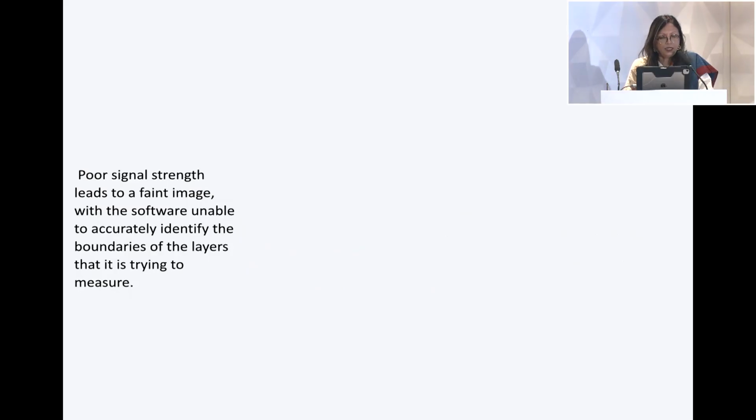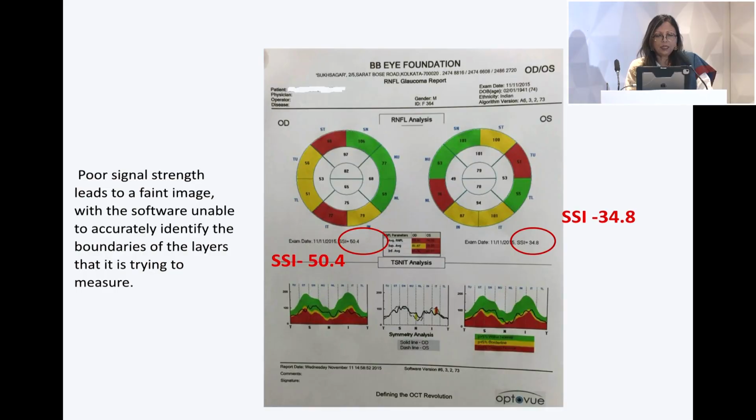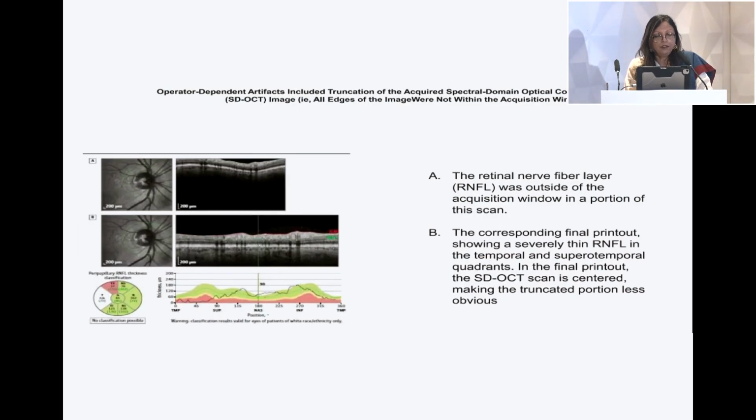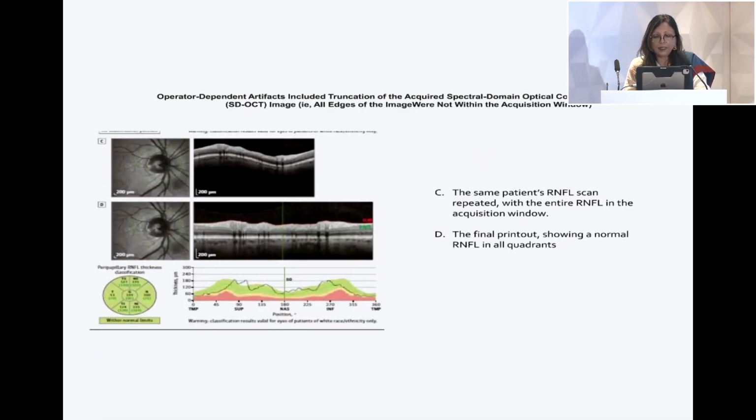Poor signal strength leads to a faint image, and when we see this kind of an image, this is from the OptiView, you actually need to see this index, and if this is less than 50, then that could actually be repeated. Operator-dependent artifacts included truncation of the acquired spectral domain OCT image that you see out here. So the retinal nerve fiber layer was outside the acquisition of the image, and that's the reason you have this red pie that you see out there. And the same patient's RNFL scan repeated with the entire RNFL acquisition, you see that this is absolutely normal.